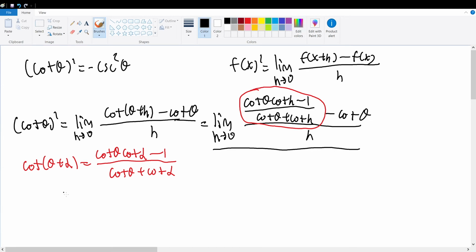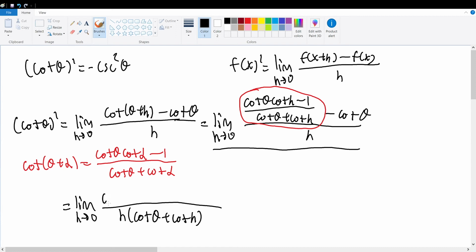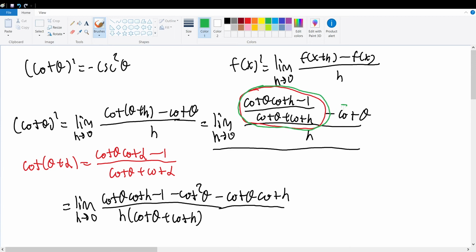And what we can do now is further evaluate this limit by combining the numerator and simplifying this entire fraction to be equal to the limit when h goes to 0 of, in the denominator, h times cotangent of theta plus cotangent of h, and in the numerator, cotangent of theta times cotangent of h minus 1 minus cotangent squared theta minus cotangent theta times cotangent of h. And how I obtained this is by first combining the two terms in the numerator, which is the first, the expanded form for the cotangent of theta plus h, and the second term, negative cotangent of theta.